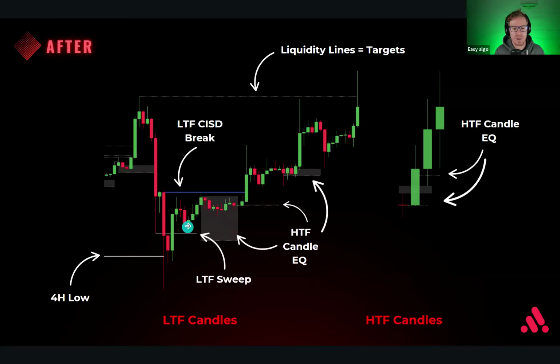We got a sweep occurring at that level. Then we got the CISD line projected. When price broke the CISD, that would be our entry point. Our target would be our liquidity lines or our higher time frame candle highs. And you can see in this example, this candle over here that I'm going over, the high point of that candle would be the first take profit area, which would be the projection of this liquidity line.